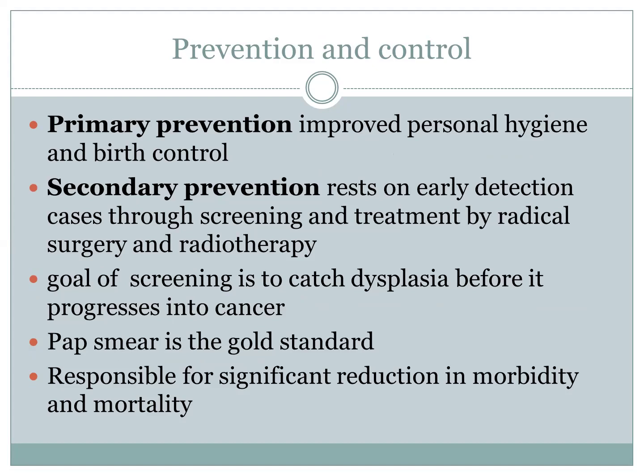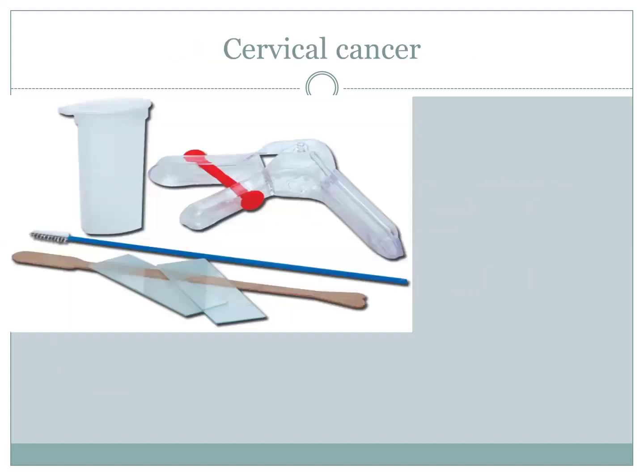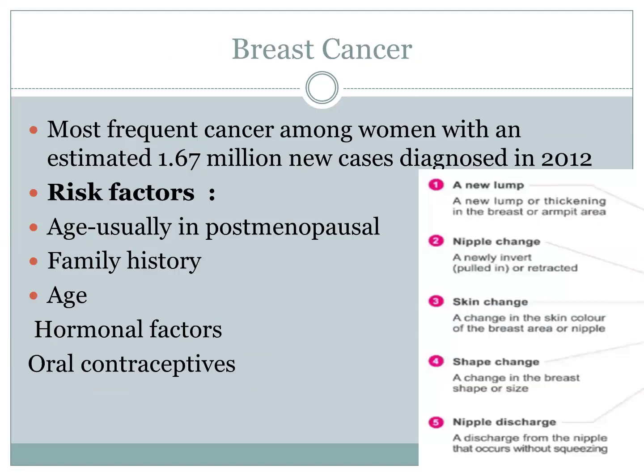The goal of screening is to catch dysplasia before it progresses into cancer. The pap smear is the most commonly employed procedure. It is the gold standard procedure, responsible for a significant reduction in mortality and morbidity. A specimen is taken with a brush from the kit, and it is then stored and visualized and sliced under a microscope. So this is the kit that is used for pap smear.